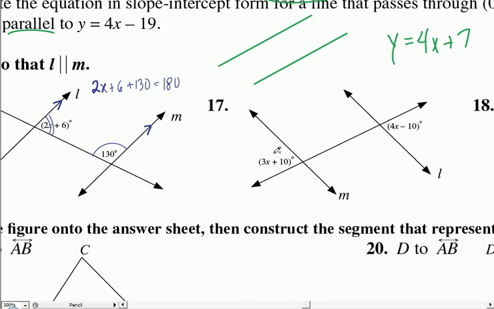What about this? What are these two angles? They're both acute, aren't they? So they're both equal to each other. So how do you set that up? Just 4x minus 10 equals 3x plus 10, and then you just solve. I'll let you solve that yourself.